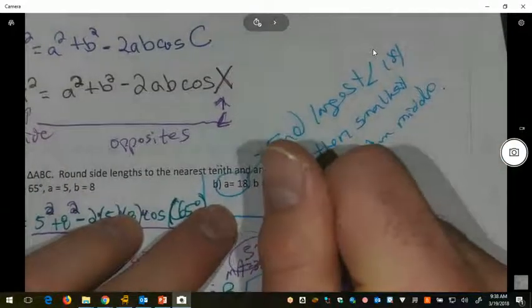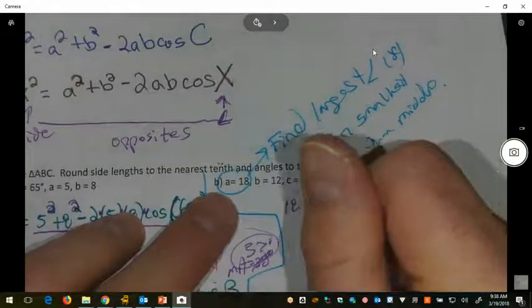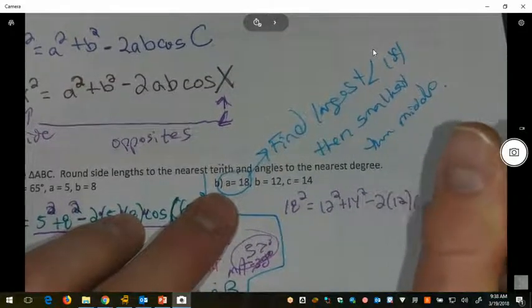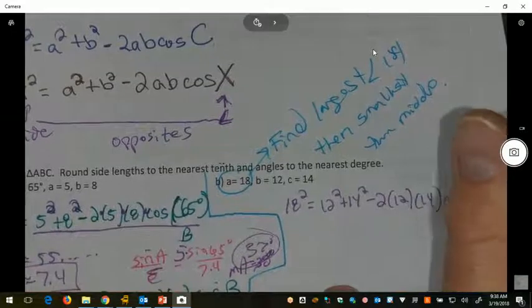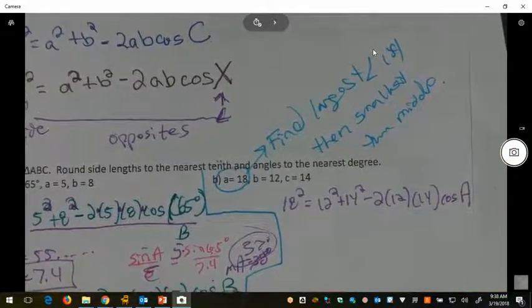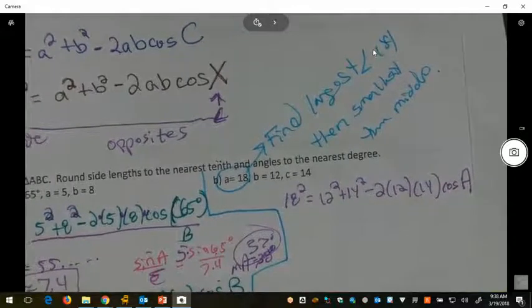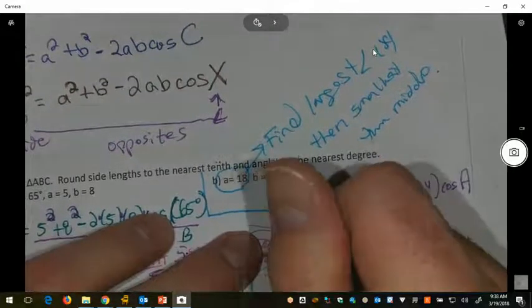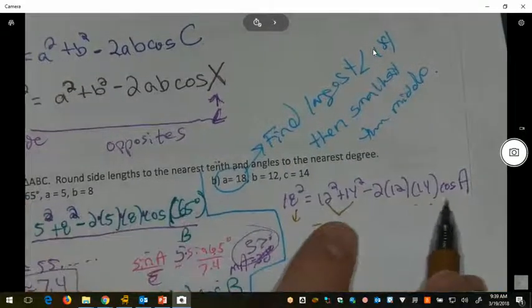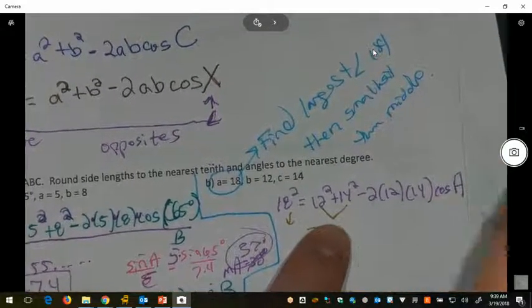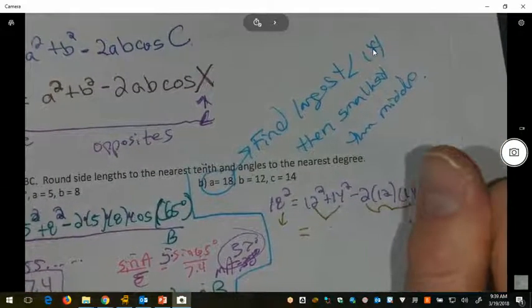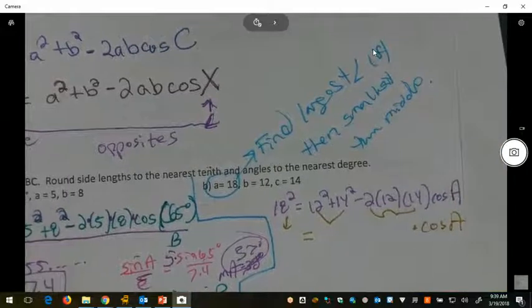So in this case, 18 squared equals 12 squared plus 14 squared minus 2 times 12 times 14 times cosine of angle A, which I don't know what angle A is. Again, because of order of operations, I'm able to square and add those, but I can't subtract them from this because this is all connected through multiplication. So I'm just going to do the 2, the 12, and the 14 and attach those to the cosine of A through multiplication.